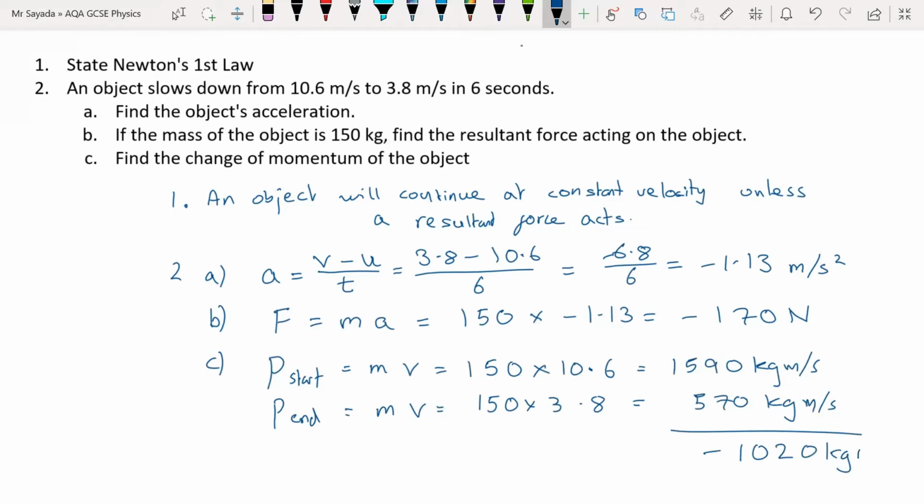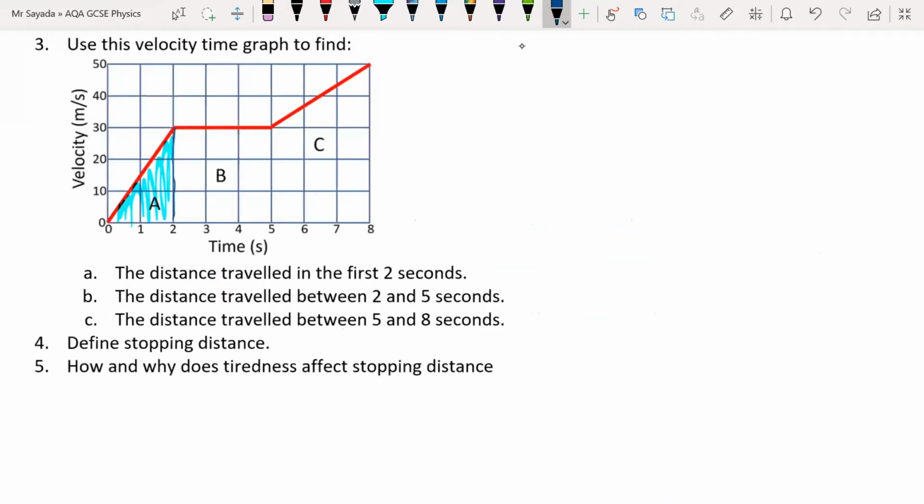So for part A, the distance traveled in the first 2 seconds. So finding distance from a velocity time graph, you find the area under the graph. So I'm finding the area which I've shaded in blue. So this area here, it's a triangle. So base times height over 2. So 2 times 30 over 2, which is going to be 30 meters.